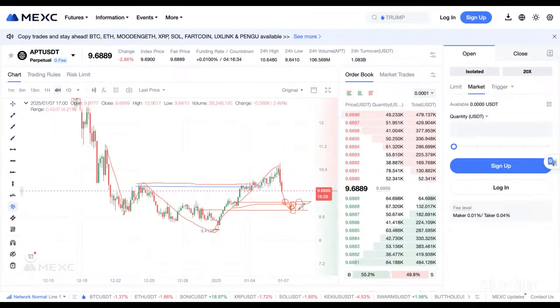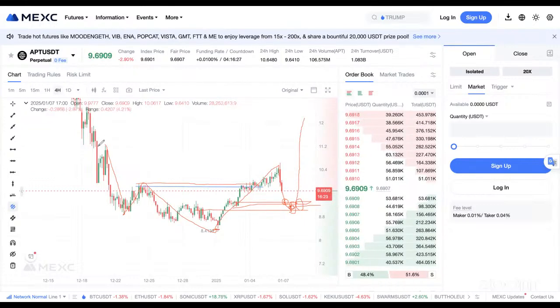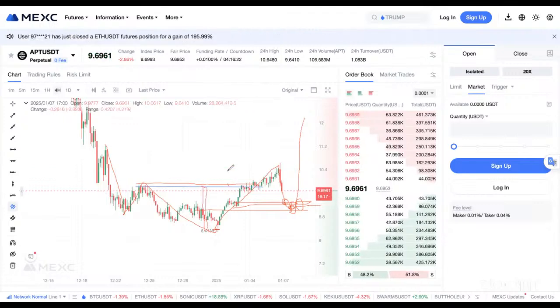From here, we look for our entry. When we get our entry around this place, we are going all the way here. So the size of our entry here is the same size as our take profit here. So we are stopping here.